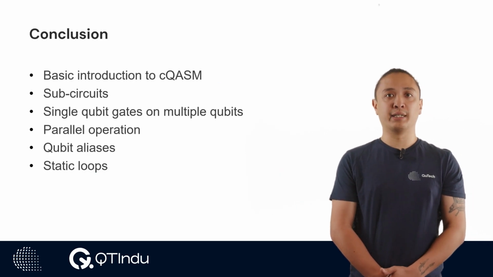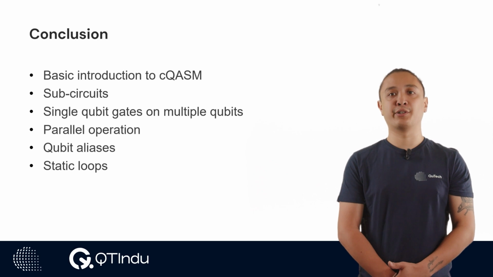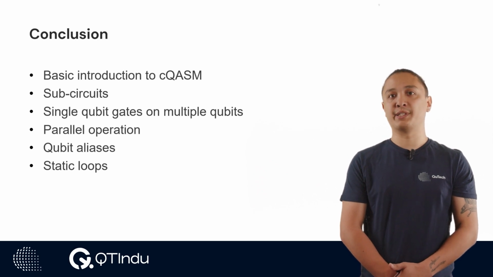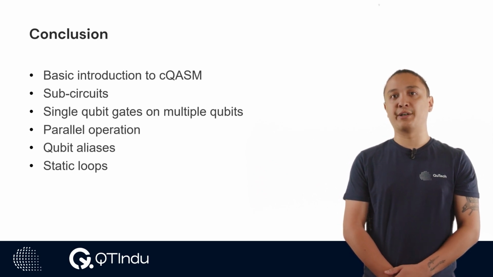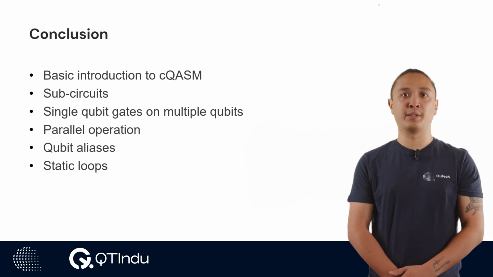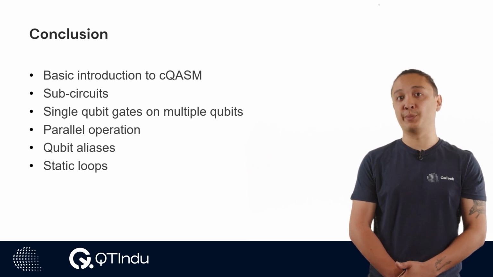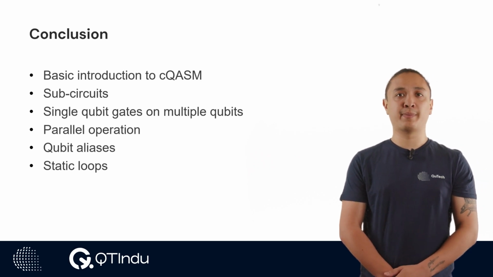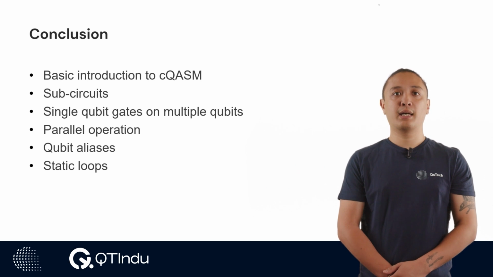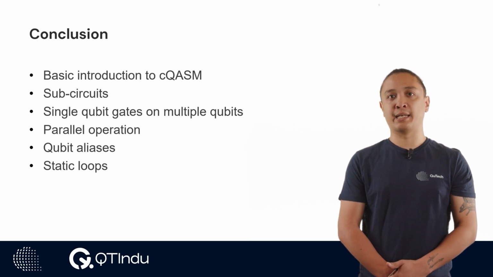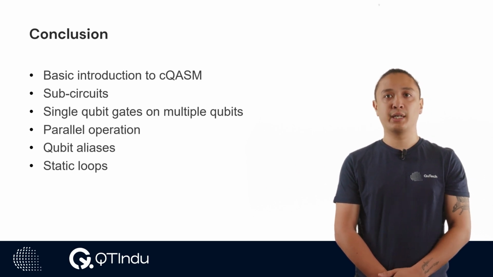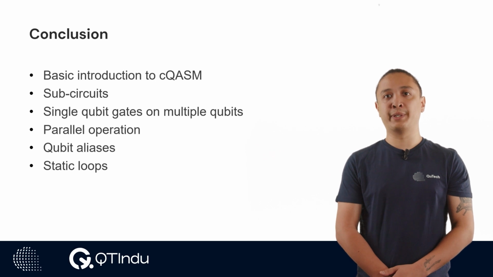In conclusion, in this episode, we covered a basic introduction to CQASM, following some simple examples. We covered how to generate subcircuits, how to implement single-qubit gates on multiple qubits at a time, how to implement parallel operation of gates, how to use qubit aliases, and how to create static loops. In the next 2 videos, we will be covering more concrete examples of how to use CQASM for coding arbitrary quantum circuits.